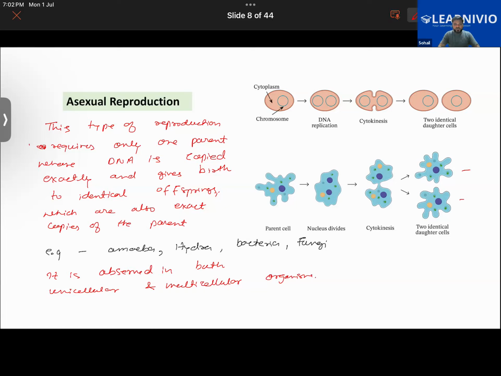Got this now? Observed in both kinds of organisms, whether unicellular or multicellular, right? For example, you have an organism like yeast, which is a unicellular organism, or you have a bacteria or an amoeba. While some fungi, apart from yeast, are multicellular, like penicillium or rhizopus. Getting it now? So asexual reproduction can take place in both unicellular and multicellular organisms.